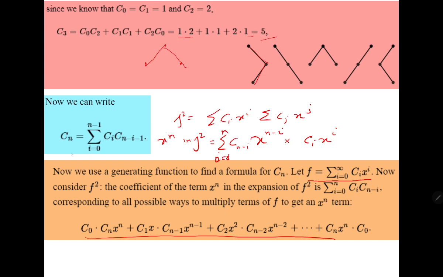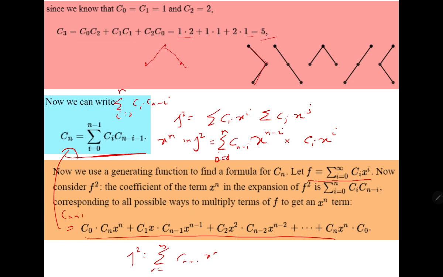Now if I compare it with this summation, here what I am getting is i from 0 to n and then Ci Cn minus i. If you compare these two, then you can write f square as summation Cn plus 1 x raised to the power n, because this is equal to Cn plus 1 from this formula.